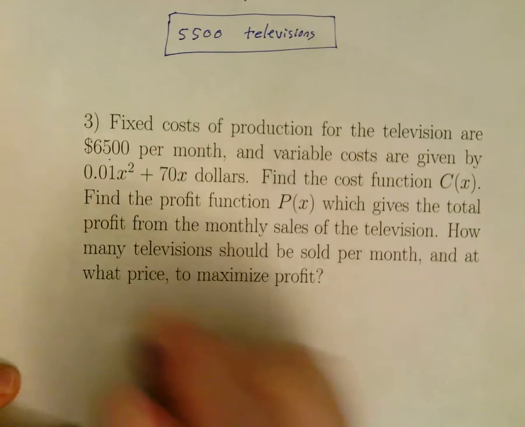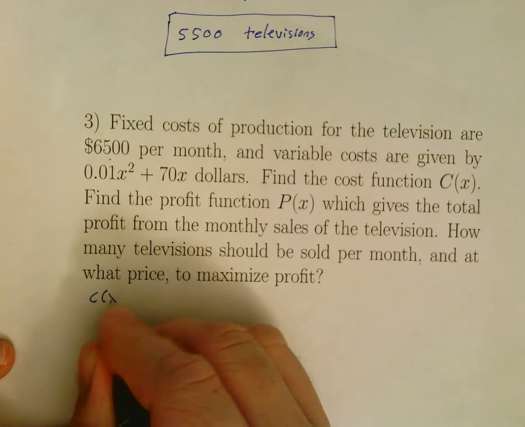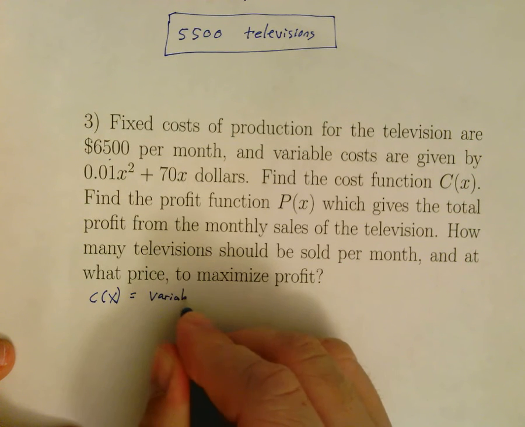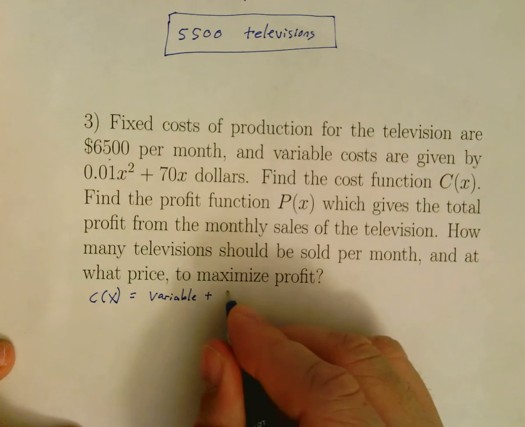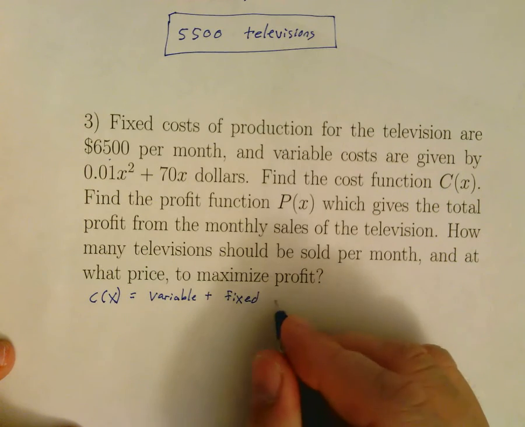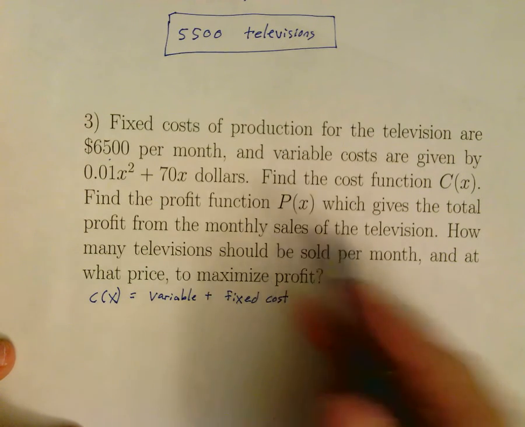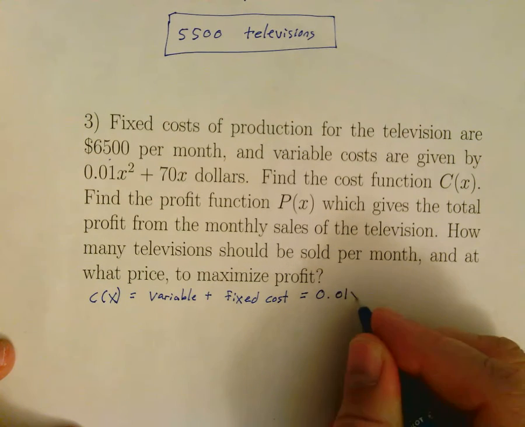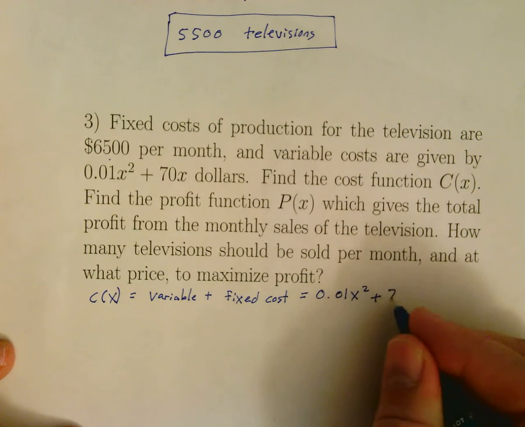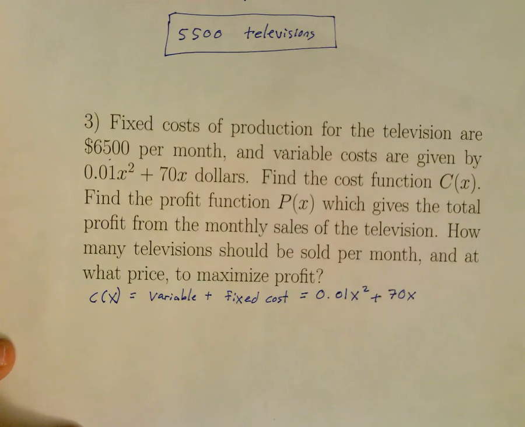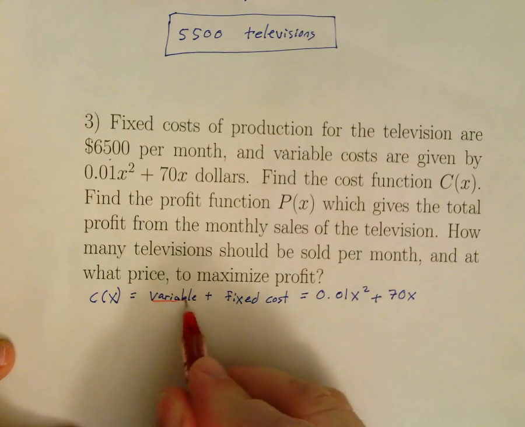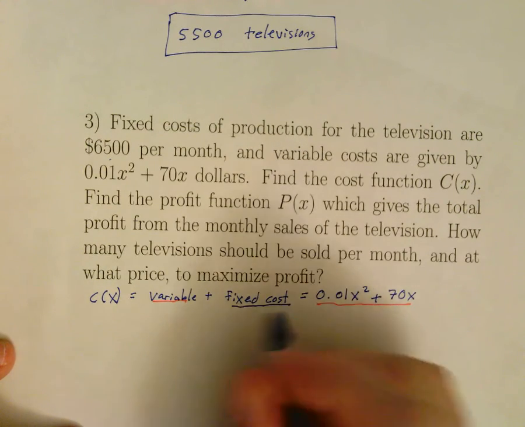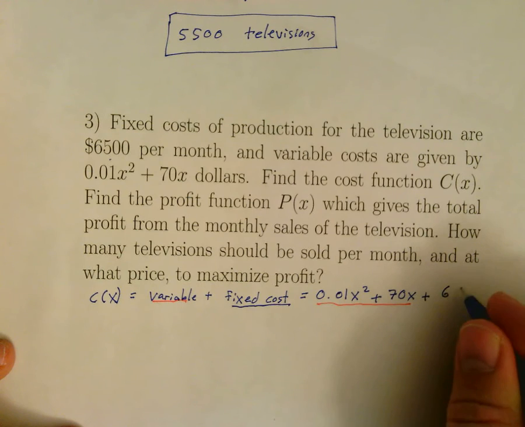be. So my cost, C of x, is going to be equal to my variable costs plus my fixed cost. And let's see if I can figure that out just by looking at the word problem I have here. So that's going to be equal to 0.01x squared plus 70x. So that's my variable costs given in the word problem, and then I'm going to have some fixed costs of 6,500.